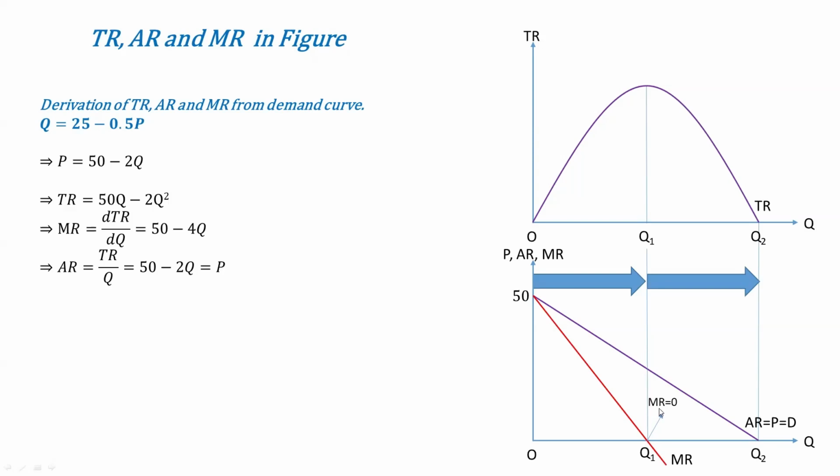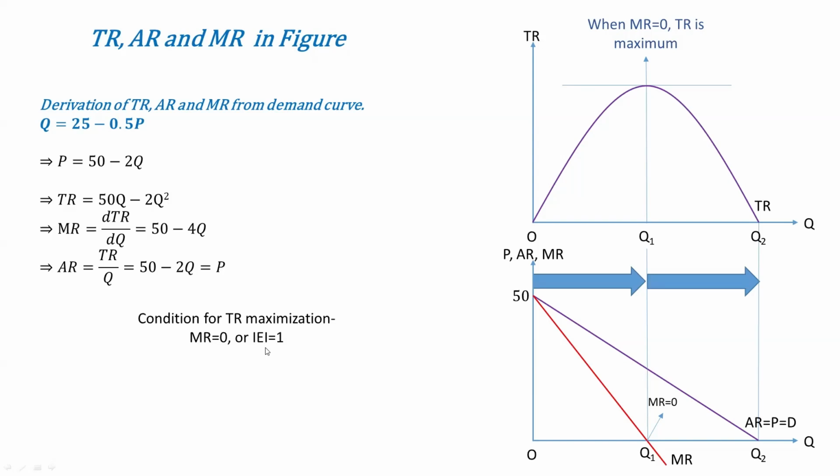Now you see, at Q1, where marginal revenue is 0, total revenue is maximum. We can use it as the condition for total revenue maximization. So, the condition for total revenue maximization is marginal revenue equals 0. This is an additional condition, demand will be unitary elastic. I shall explain it just after a few seconds.